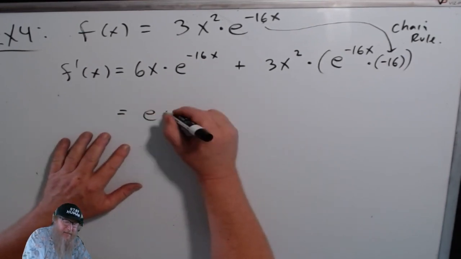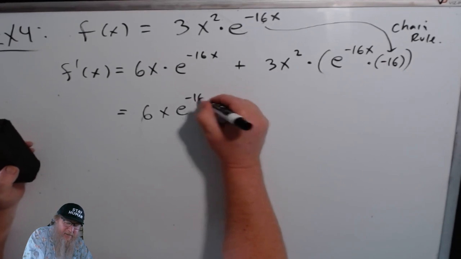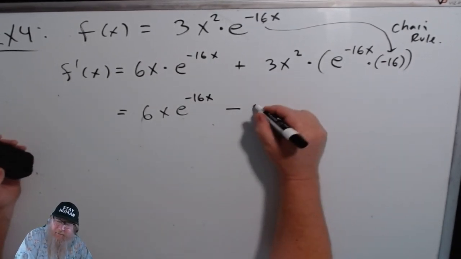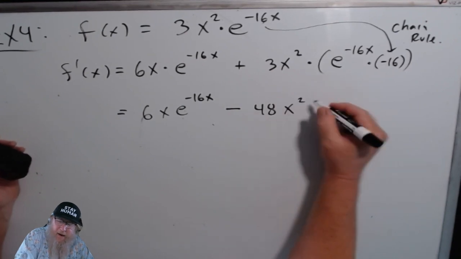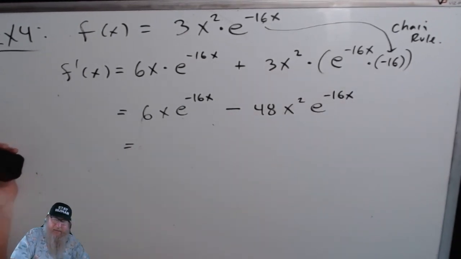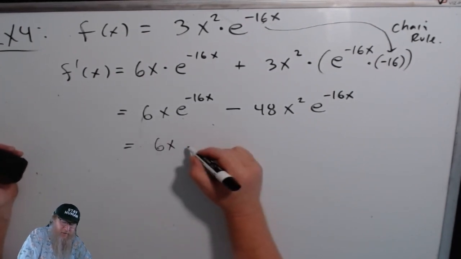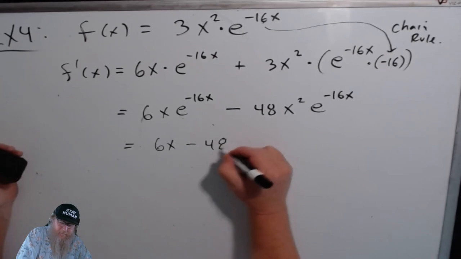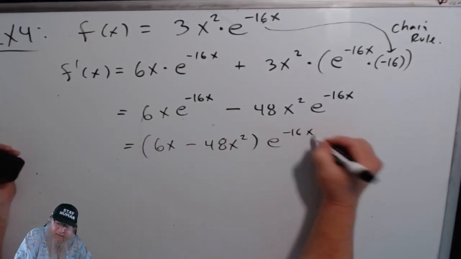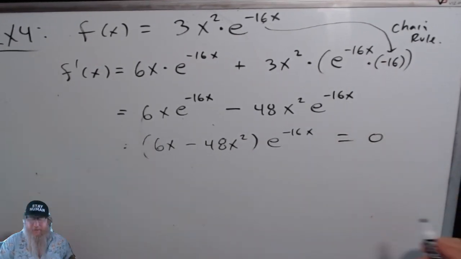So I've got 6x e to the -16x minus 48x squared e to the -16x. I'm going to factor out the e to the -16x, and I'm going to set this equal to 0.